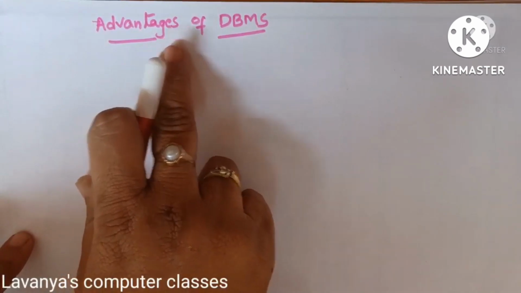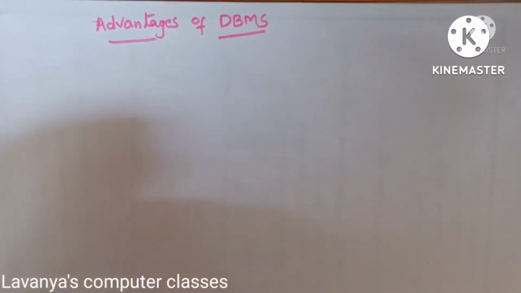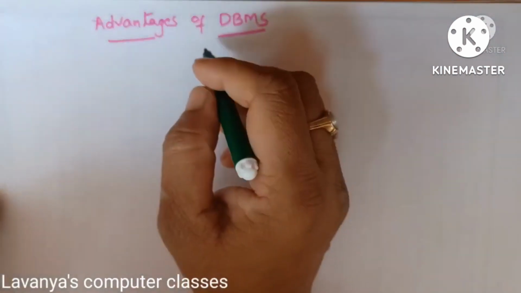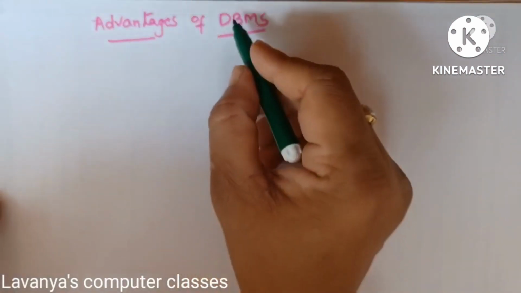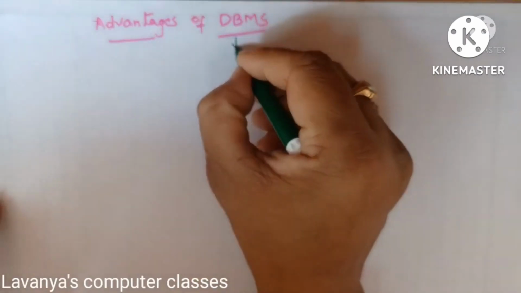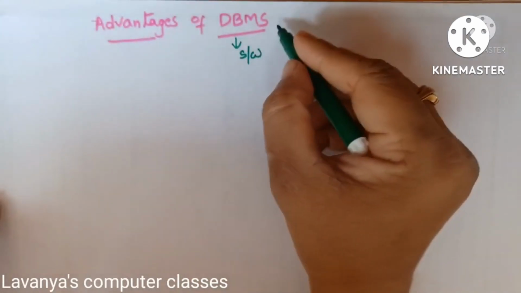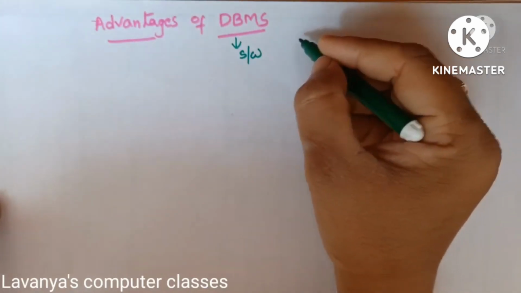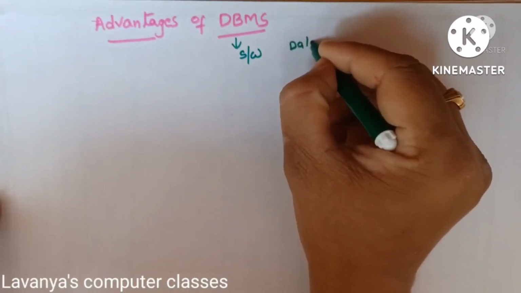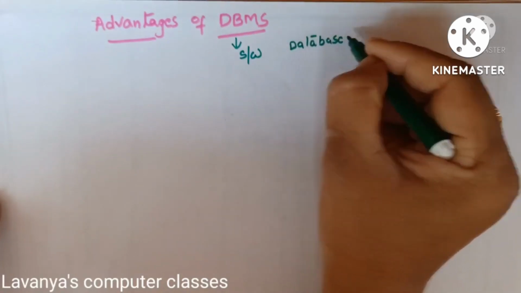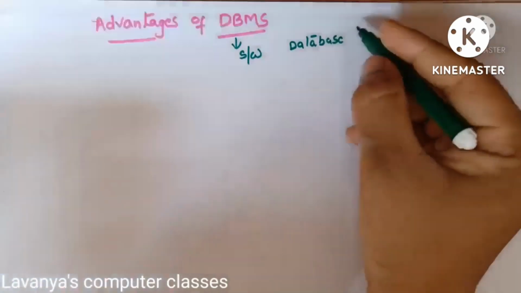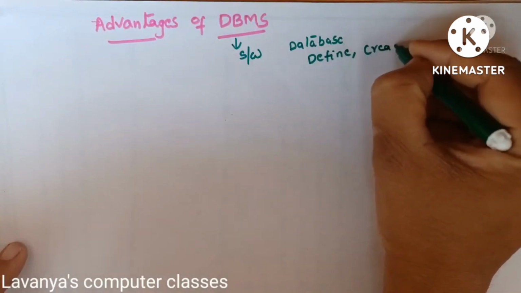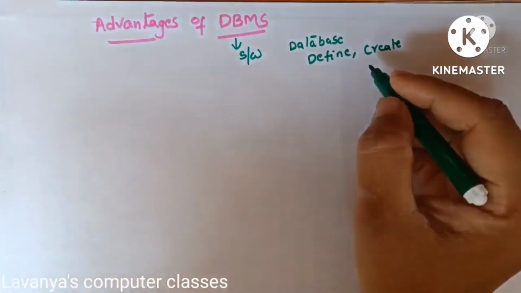In this video, I will explain the advantages of DBMS. In the previous video, I already explained what DBMS is and what the terms used in DBMS are. So what does DBMS mean? It is an application software that allows users to define, create, maintain and share the database. It allows users to define and create the database, maintain the database and share the database with users.